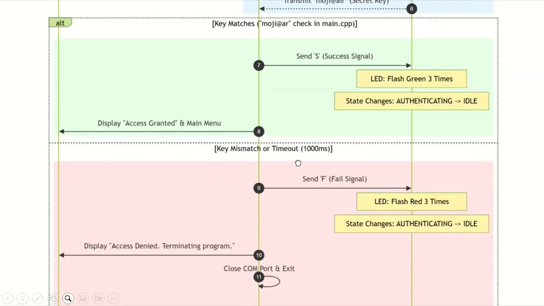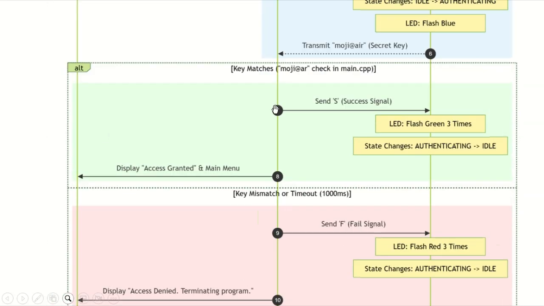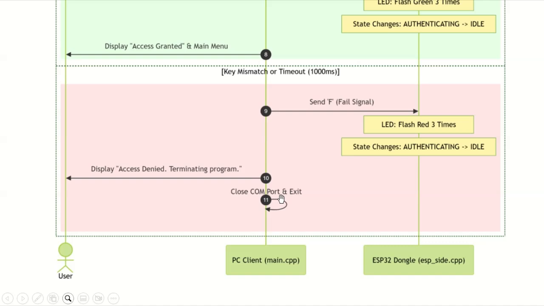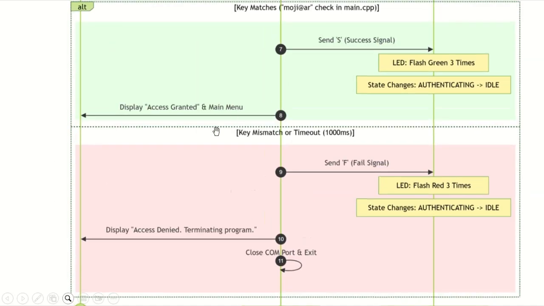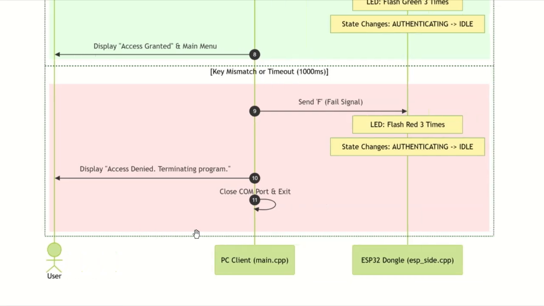There will be a 1 second delay, and if the CPP program sends a fail F signal, then the LED will flash 3 times, the COM port will exit, and the program will be terminated. Otherwise, the CPP program will let the user use the main CPP and make the CSV or edit it or delete entries in it.